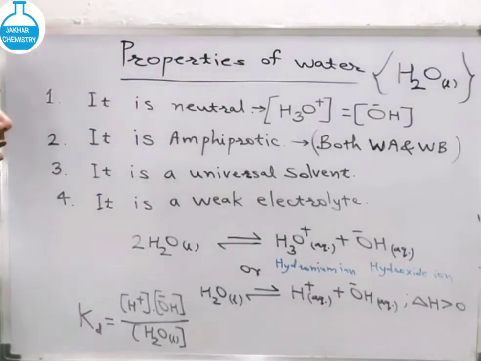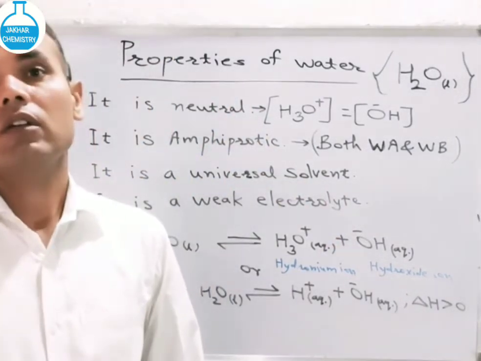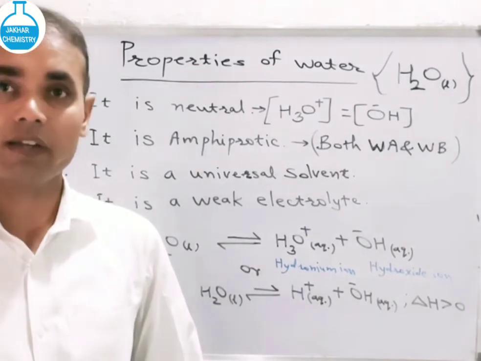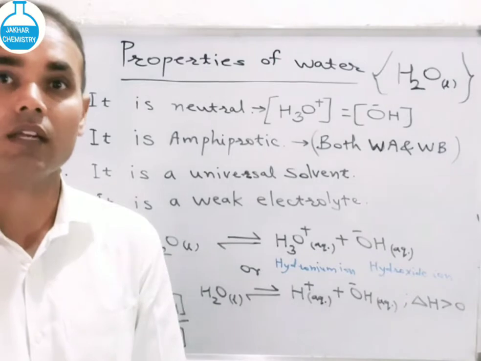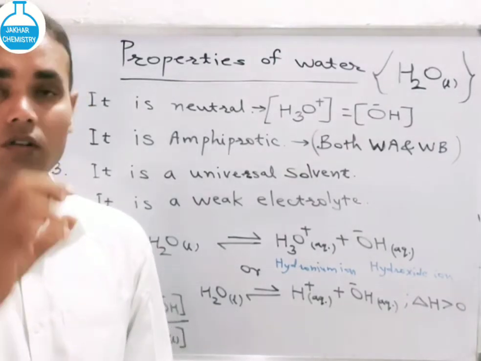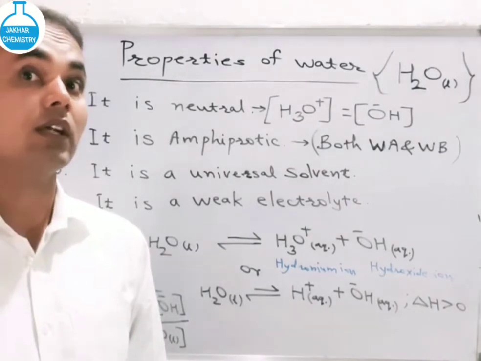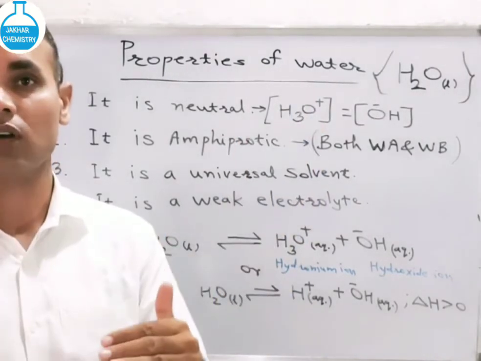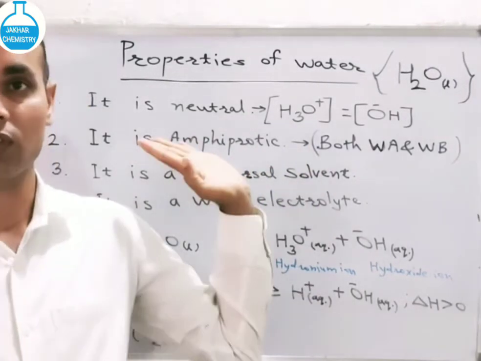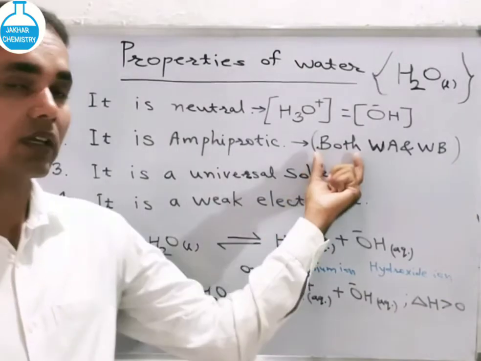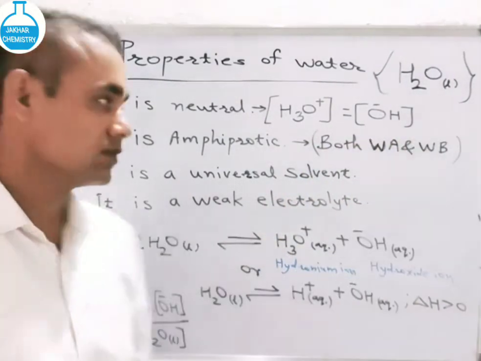Second, it is amphoteric. What is the meaning of amphoteric? If any solvent has both the properties, acid as well as base, then that is known as amphoteric. Or we can say, according to the Bronsted-Lowry concept, if any solvent can accept a proton as well as donate a proton, then it is known as amphoteric. So water is amphoteric and it has both the properties, weak acid as well as weak base.